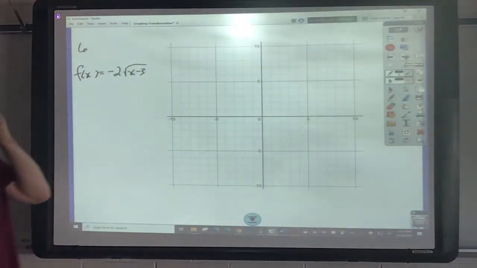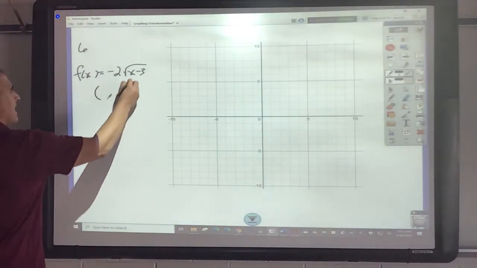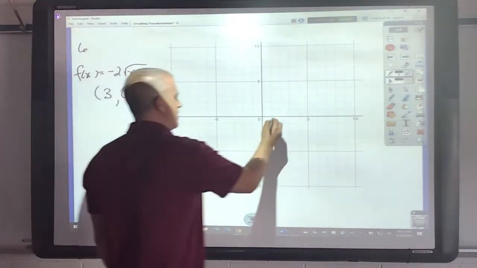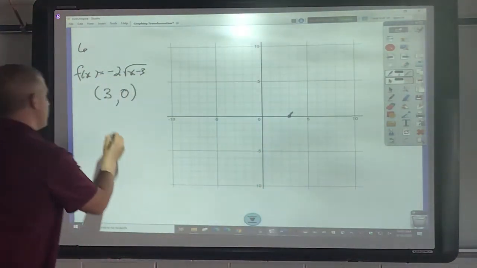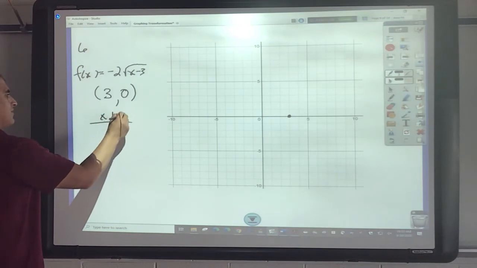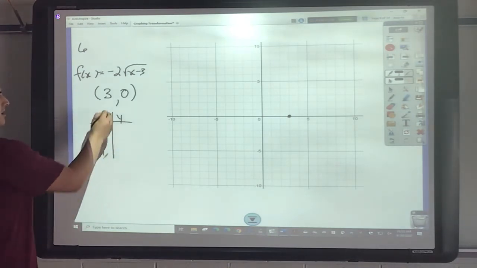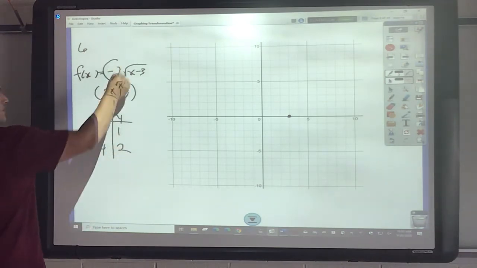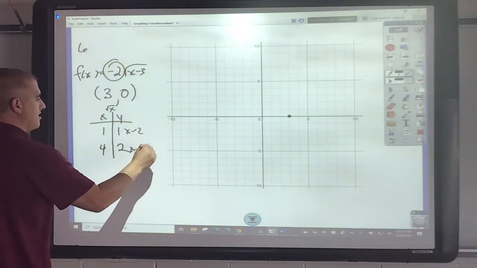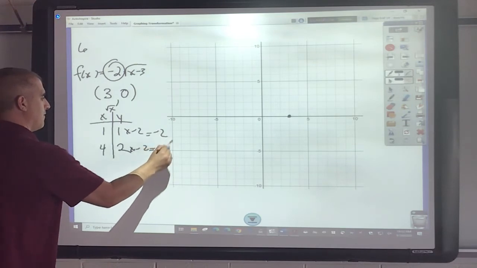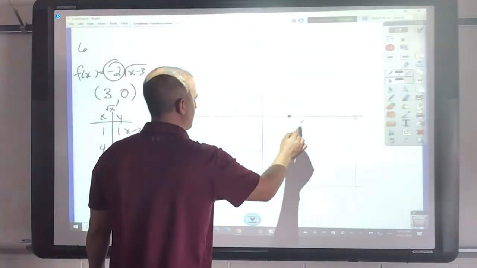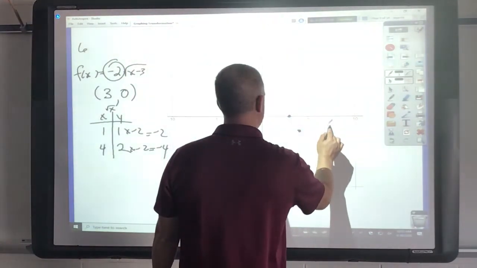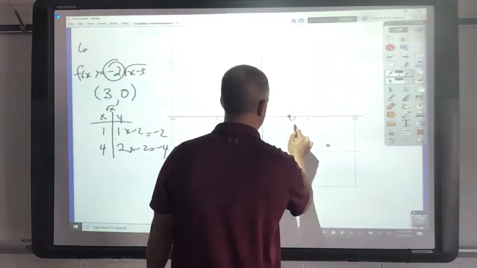All right, number six here, my anchor point. The only thing inside would be 3. There is nothing outside. So I got 3, 0, okay? For square root, we've talked about this already. We're just going to have 1 and 4 here. Okay, so regular square root of 1 is 1, square root of 4 is 2, okay? This value gets multiplied by the outside. So -2, -4. So from this anchor point, 1 right, 2 down. 1, 2, 3, 4 right, 1, 2, 3, 4 down, okay?